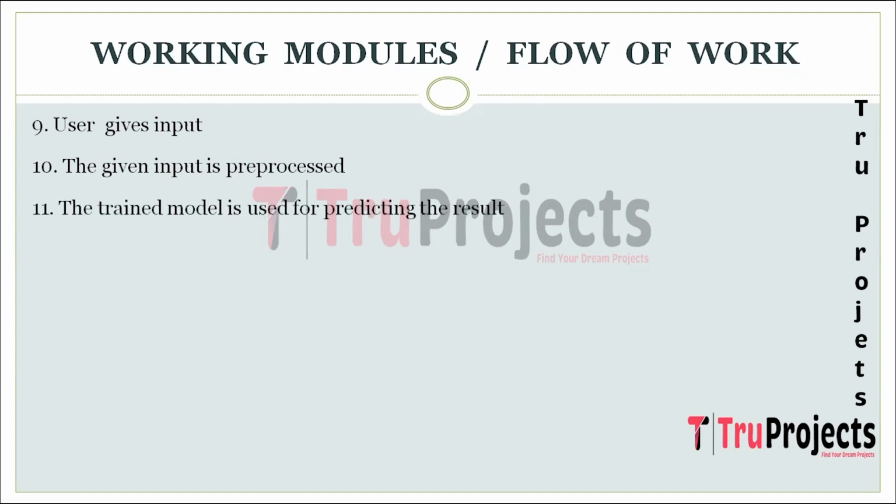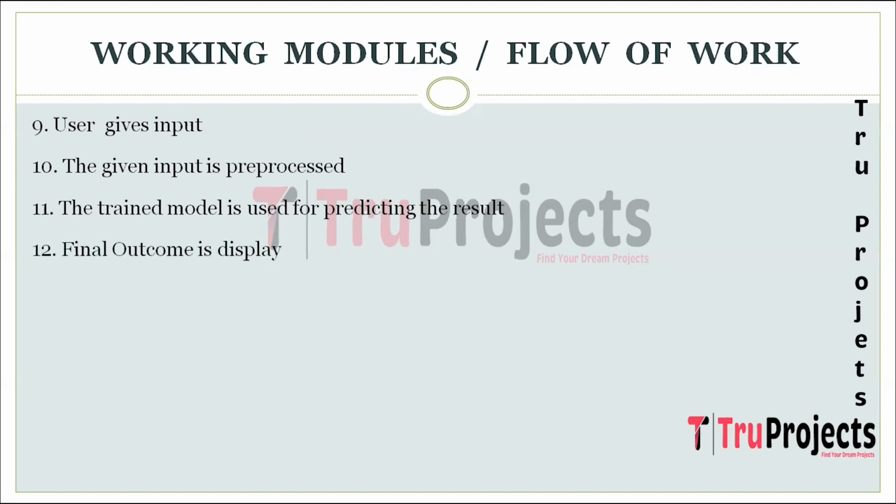The next step is the trained model is used for predicting the result. The pre-processed input is fed into the trained deep learning model, and the model makes predictions or decisions based on the input. For image-based projects, this involves classification or object detection.